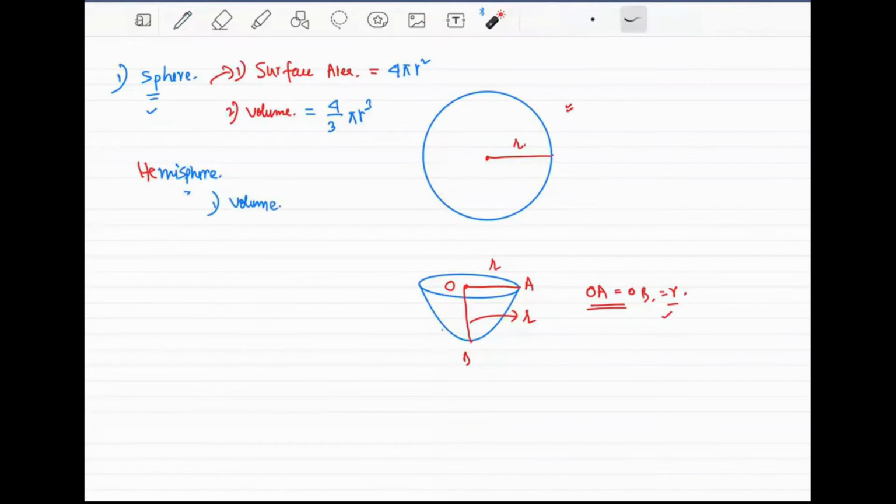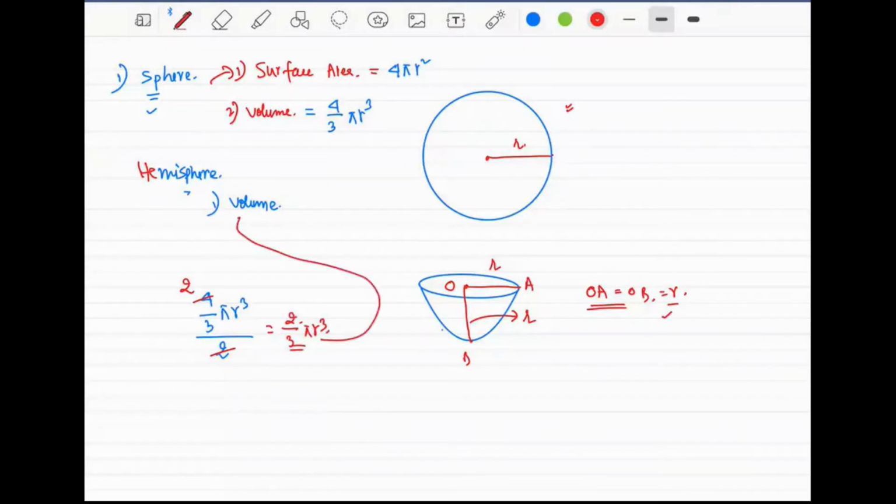The volume used to be 4 by 3 pi r cube. So the original volume looked like this, 4 by 3 pi r cube. For a hemisphere, you have to cut it into half. That means you have to divide it into 2 parts, right? So when you cut the 2 and 4, 2 2s are 4, the remaining will be 2 by 3 pi r cube. This is the volume of a hemisphere.